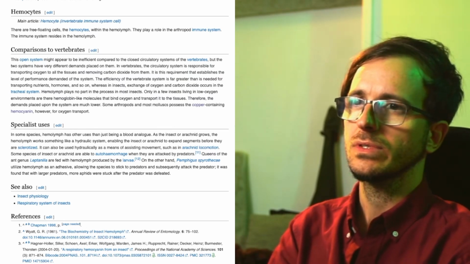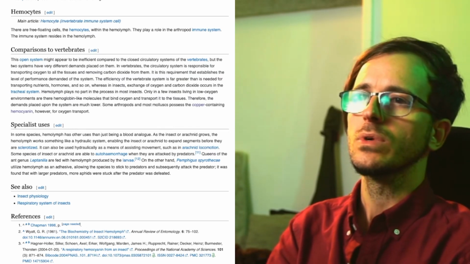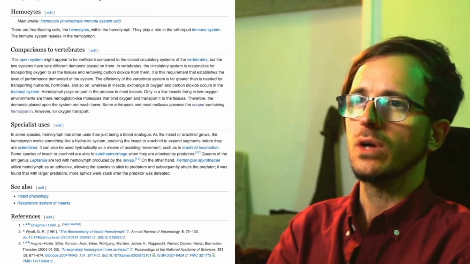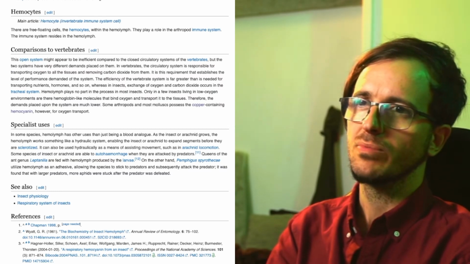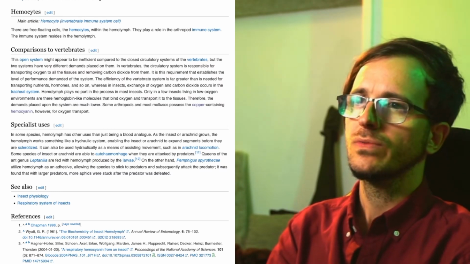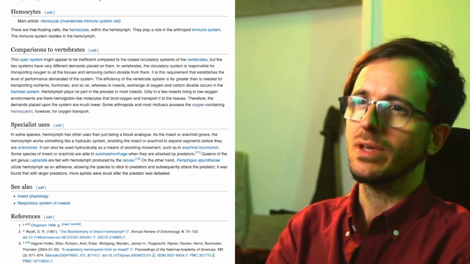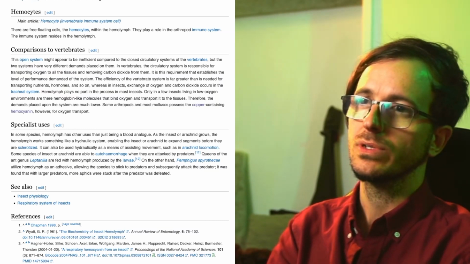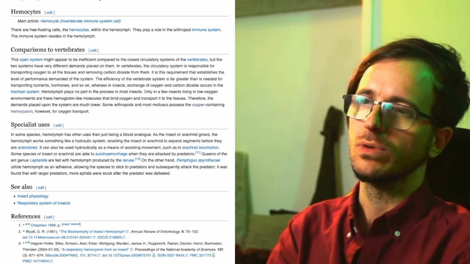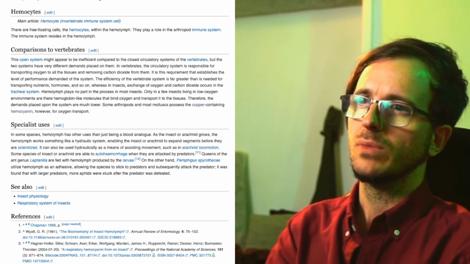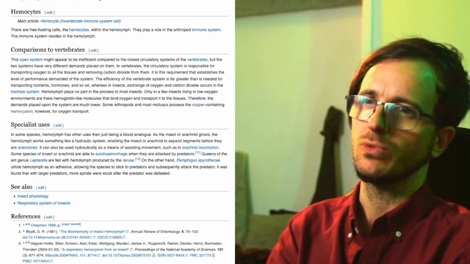The efficiency of the vertebrate system is far greater than is needed for transporting nutrients, hormones, and so on, whereas in insects, exchange of oxygen and carbon dioxide occurs in the tracheal system. Hemolymph plays no part in the process in most insects. Only in a few insects living in low oxygen environments are there hemoglobin-like molecules that bind oxygen and transport it to the tissues. Therefore, the demands placed upon the system are much lower. Some arthropods and mollusks possess the copper-containing hemocyanin, however, for oxygen transport.